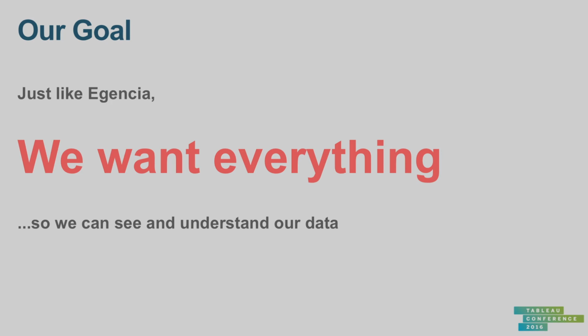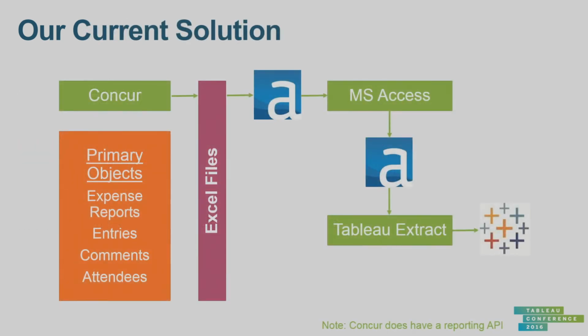So just as we had with Agencia, we wanted everything out of Concur. And this is the solution that we implemented. We started using Concur in 2011, and we only put this solution in place this year. The Excel files right now are being emailed to us, and then we're just manually copying them down to the LAN. We then kick off the Alteryx workflow that loads those files into an Access database, and then the Alteryx process creates a TDE, or Tableau Data Extract, and publishes it up to our Tableau server.